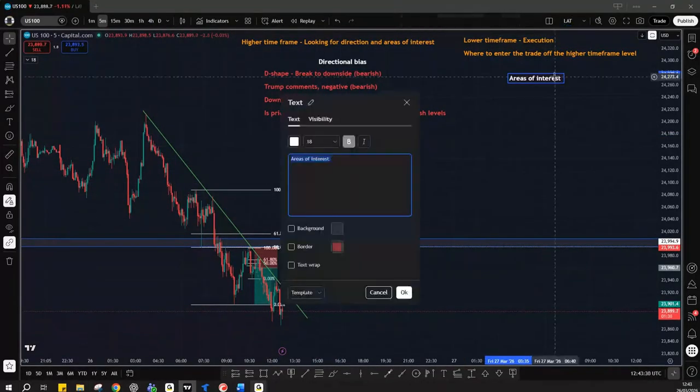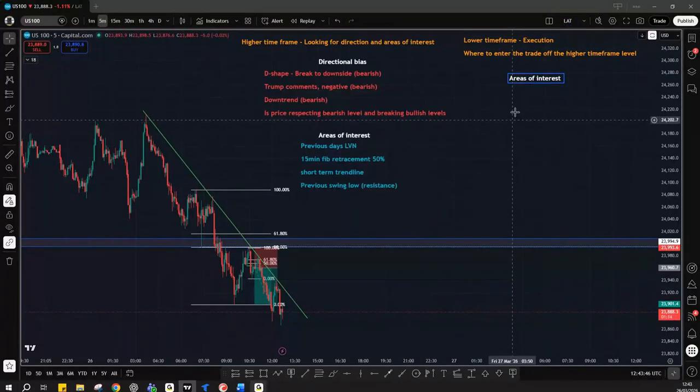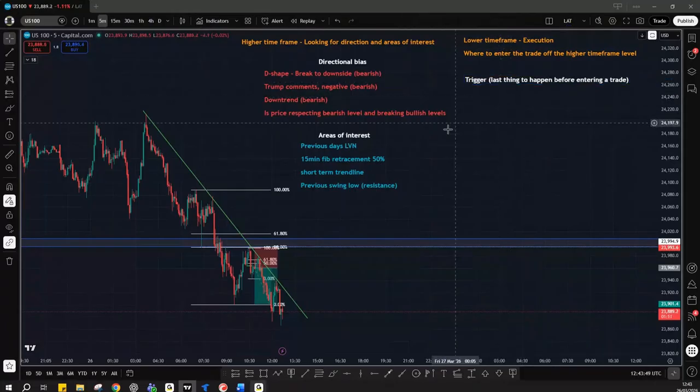Now, a level of execution type that I quite like to use, and there's obviously a bunch of these, but this would be known as the trigger, which is the last thing to happen before entering a trade. So everything's happened, we've come off the level, we've got the direction.